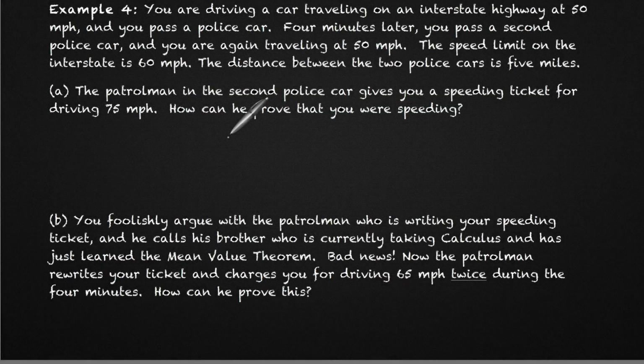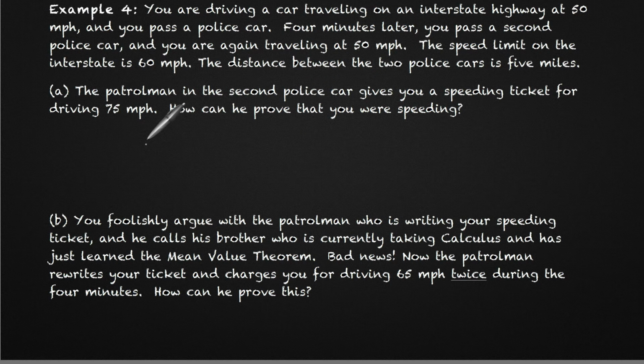Right, example 4, I like this practical example here. You're driving a car, you're traveling on an interstate highway at 50 miles per hour. You pass a police car. 4 minutes later, you pass a second police car, and you're traveling 50 miles per hour. No problem. The speed limit is 60. You're still going under the speed limit, right? The distance between the 2 police cars is 5 miles. Well, the patrolman in the second police car gives you a speeding ticket for driving 75 miles per hour. How can he prove that you were speeding? Wait a second. I was only going 50 miles per hour when I passed you. How did you know that I was going 75?